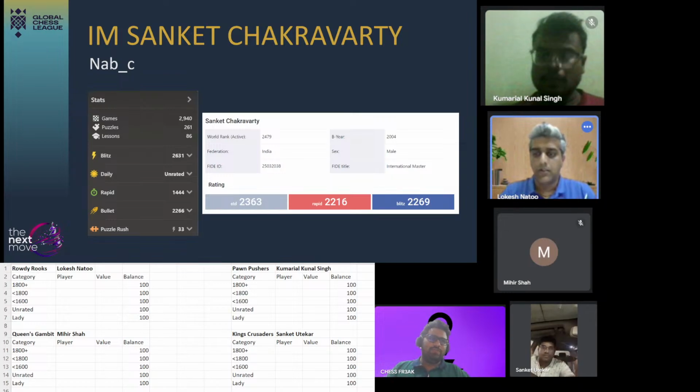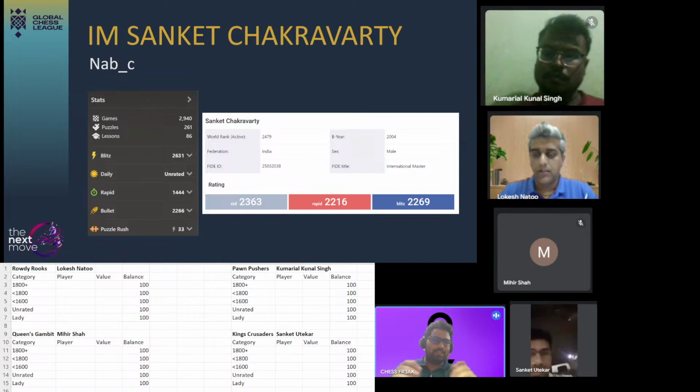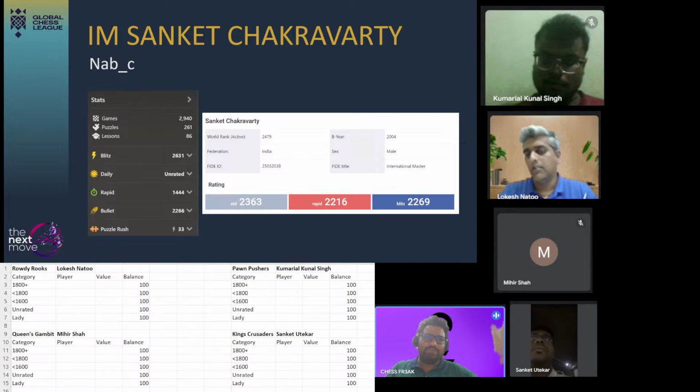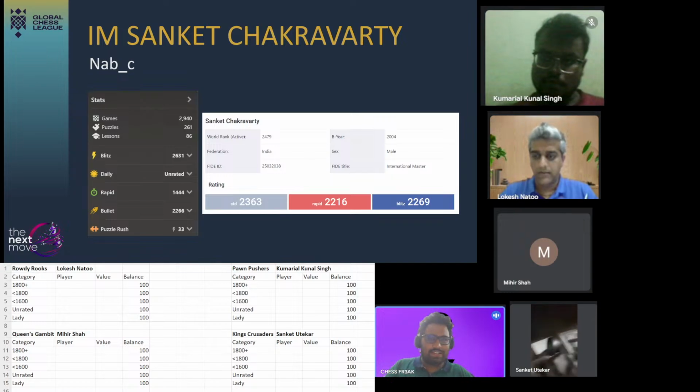You can start with one, and since this is an open auction, it's not a closed bidding. It's open bidding. So if someone wants to say 25, you can just raise your hand and say 25. Whoever's hand I see first or whoever speaks first, that is going to be final. So do we see any bids for Sanket Chakravarti?